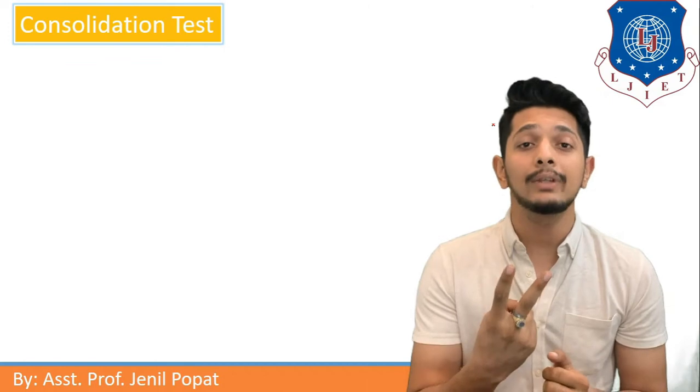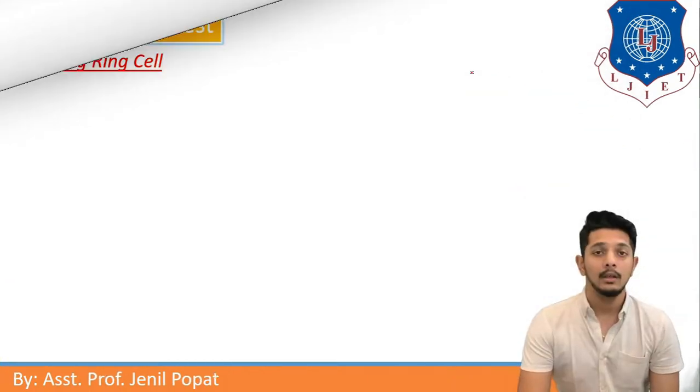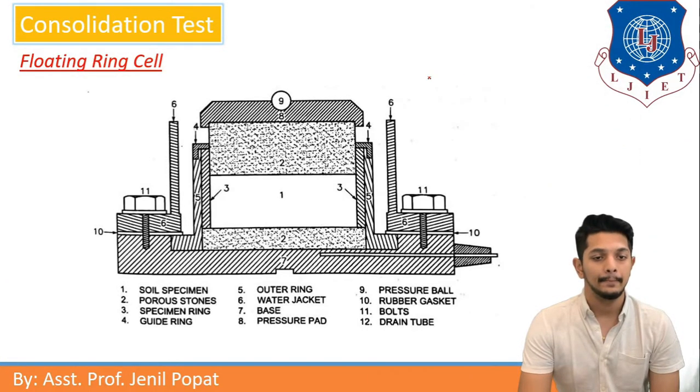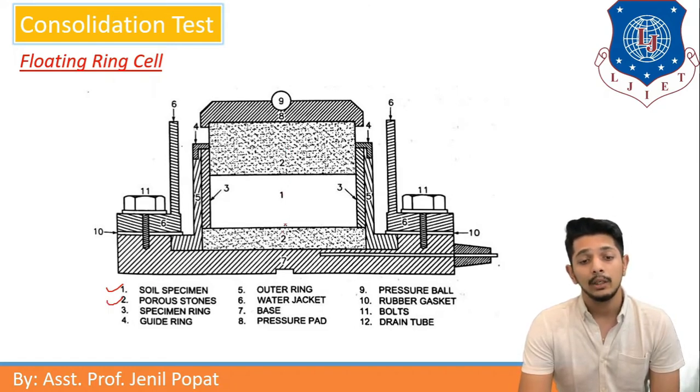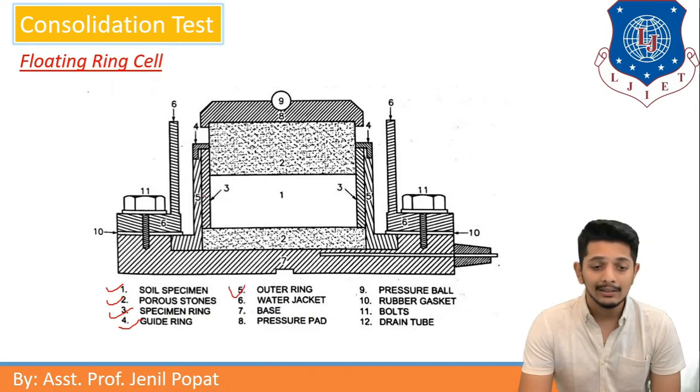Let us understand two types of cell today, which are as shown. Let us understand the floating ring cell. Here, the soil specimen is kept in this middle area. Item 1 is showing the soil specimen. Then it is kept in between porous stones, as second is showing porous stones. And there are three types of rings kept: specimen ring, guide ring and outer ring. We can see rings here: the specimen ring, the guide ring which is guiding only, and the fifth one is the outer ring.